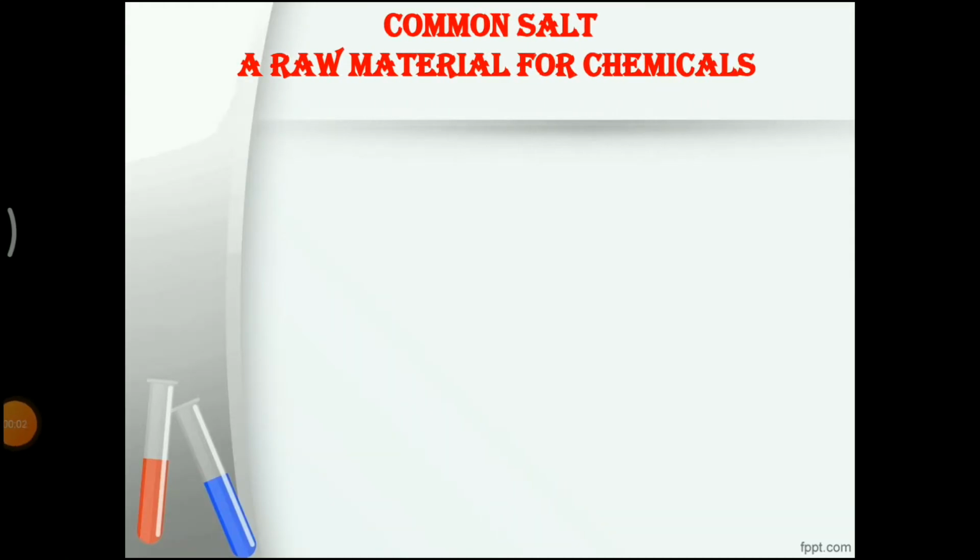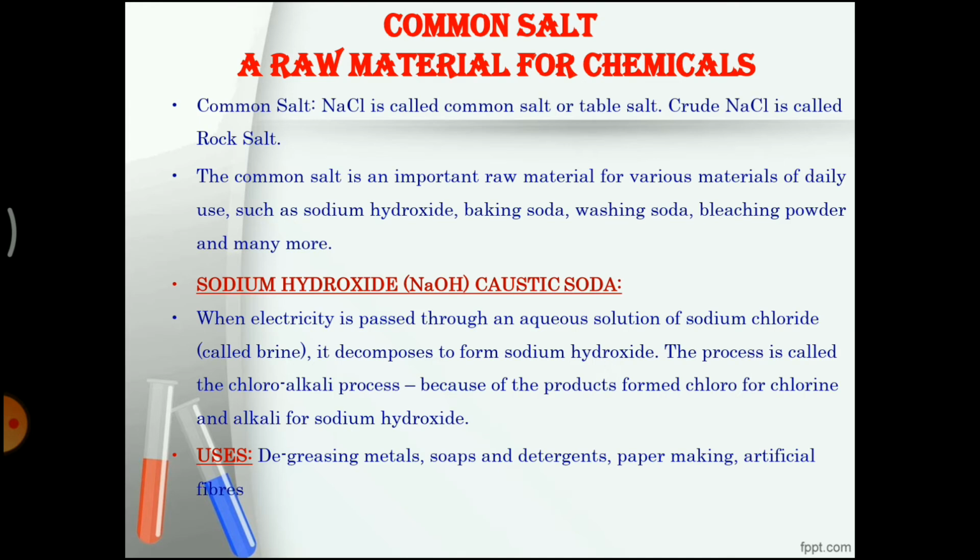Common salt, a raw material for chemicals. Salts are the ionic compounds which are produced by the neutralization of acid with base, and salts are electrically neutral. There are a number of salts, but sodium chloride is the most common salt among them. Sodium chloride is also known as table salt or common salt.